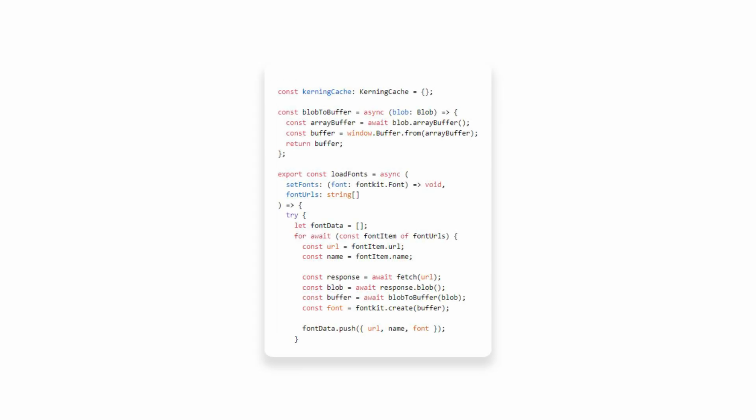This code snippet performs the following functions. 1. Kerning cache initialization, const kerningCache equals, initializes an empty object to cache kerning values based on character pairs.